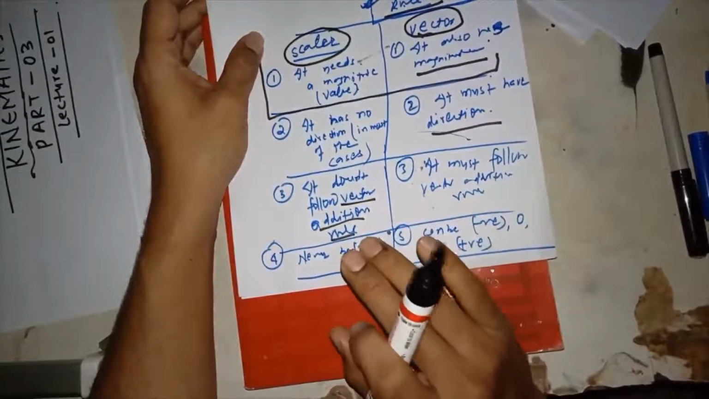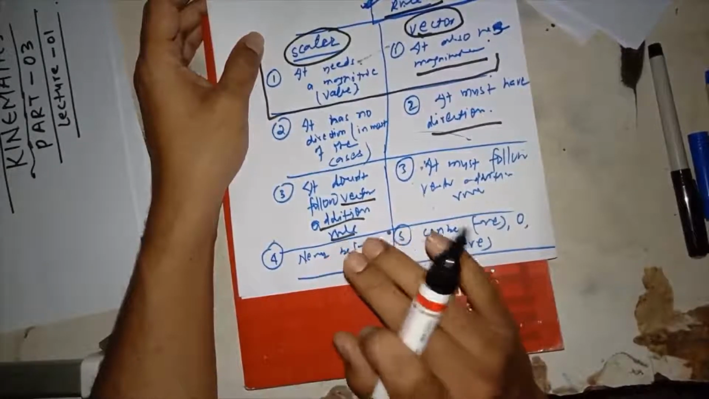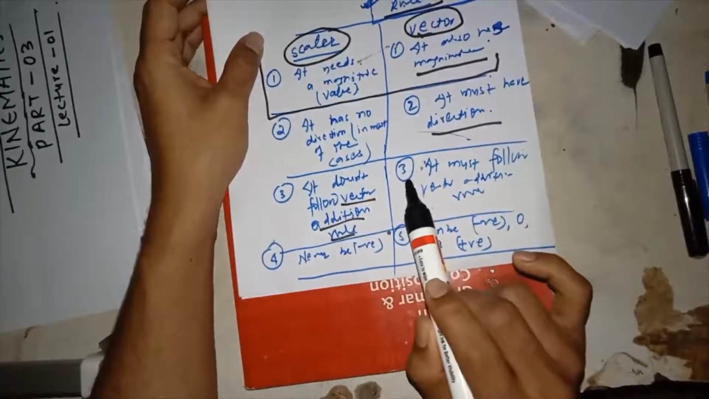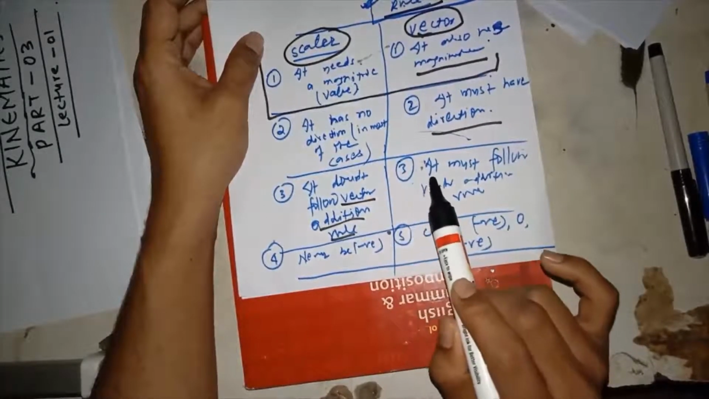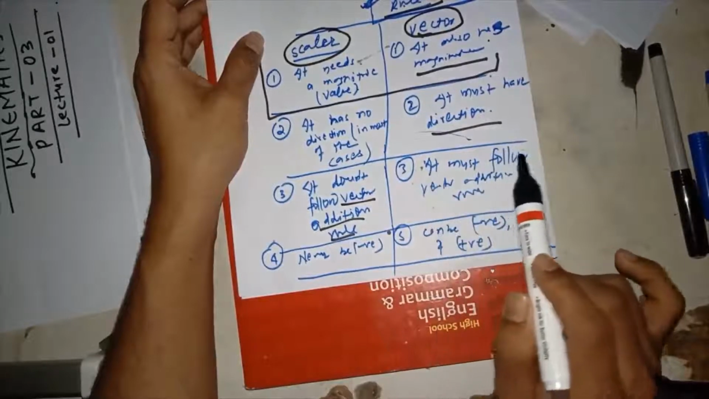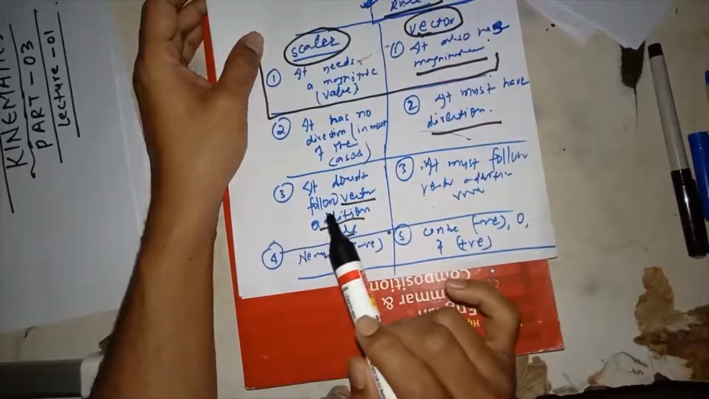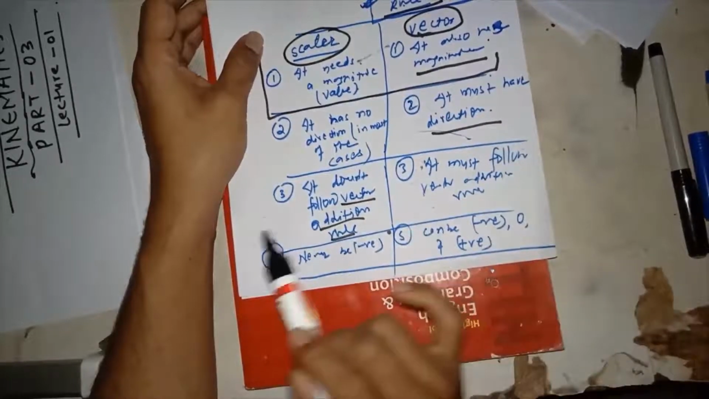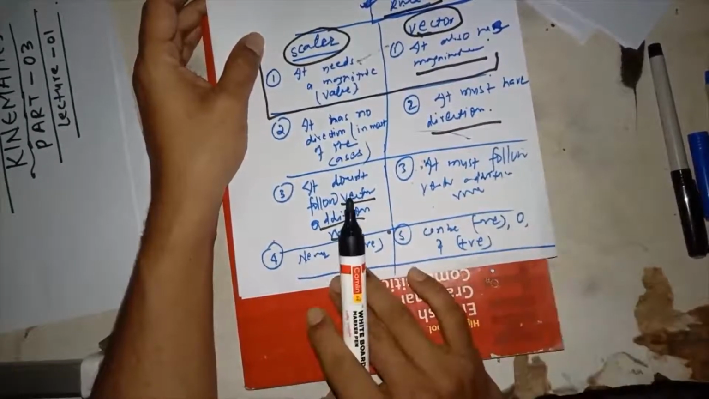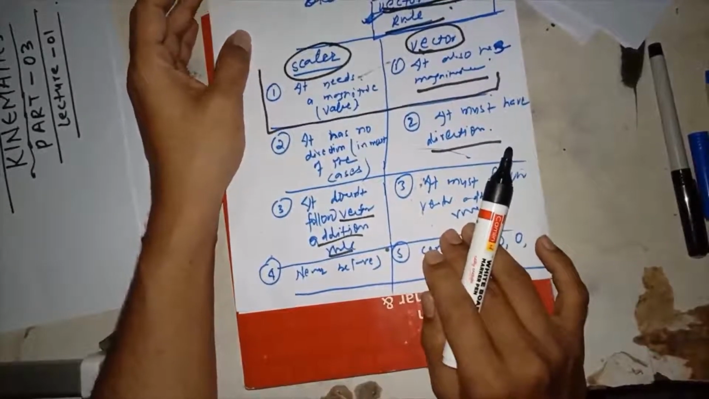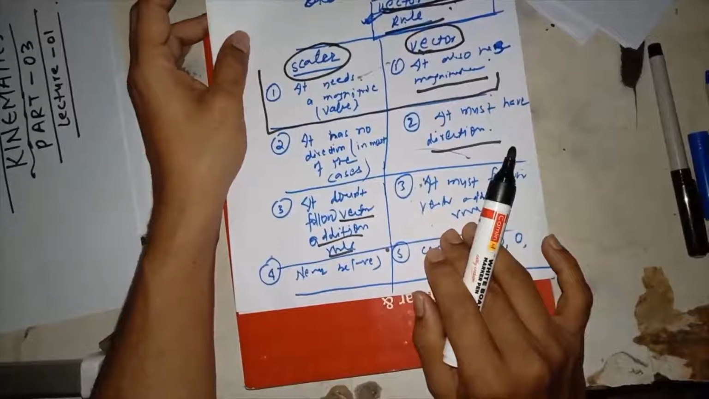For example, if I want to add 3 plus 2, you take 3 units and then you take 2 units after that and count. 3 plus 2 becomes 5. Have you got my point? But in vector quantity it is meaningless.